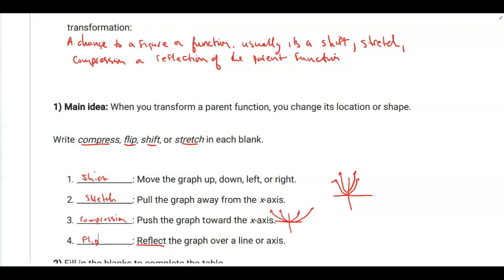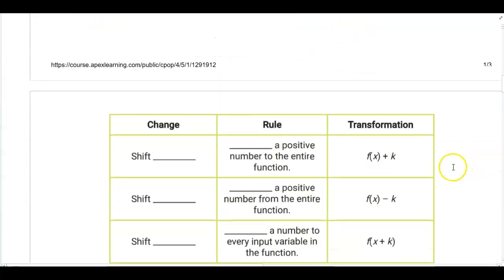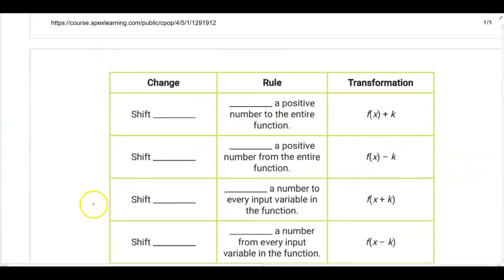Alright? So now let's look at this table. This is the important part. What you have to understand with these, when we get to the table, is x represents the input and f of x represents the output.